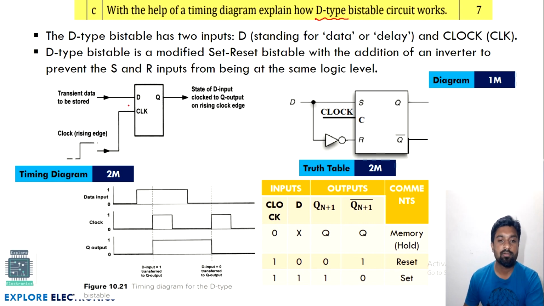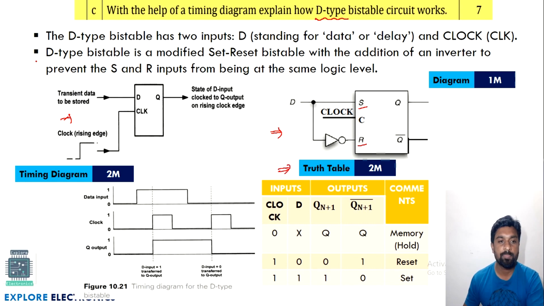So D bistable we have studied. You can write the block diagram. If you know the circuit, you can also write the circuit. But here they are not asking the gate level circuit to write. You can just write the block diagram like this. It is a D bistable converted from SR bistable, and truth table is must.